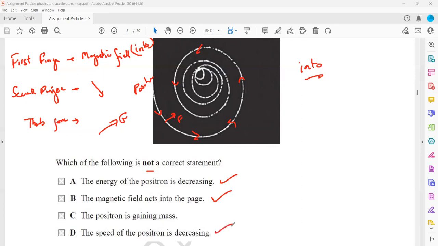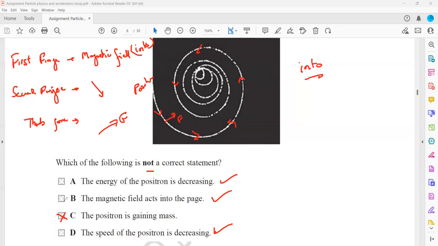And the speed of the positron is also decreasing as it loses energy. The positron, or any particle, can gain mass if it moves close to the speed of light, at relativistic speeds, like closer to 3 × 10^8 m/s. The mass of the particle does not remain constant, so it increases. We call that relativistic mass. When particles are moving slower, their mass is known as the rest mass.